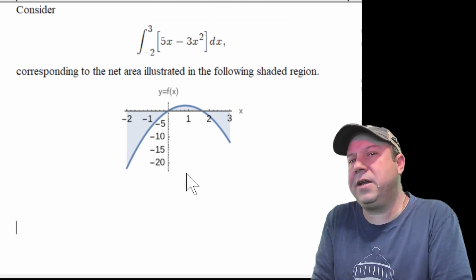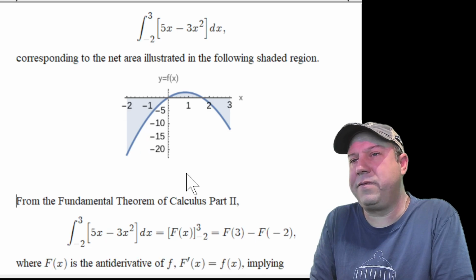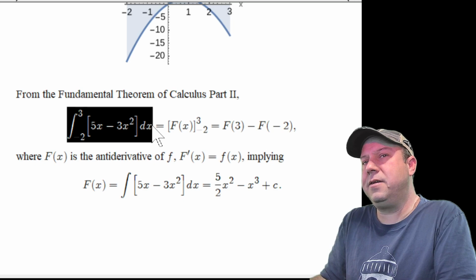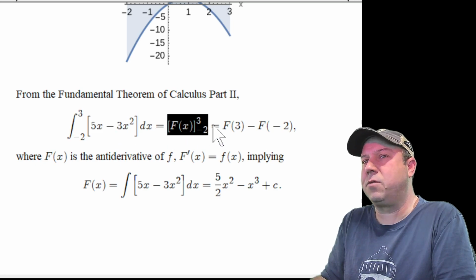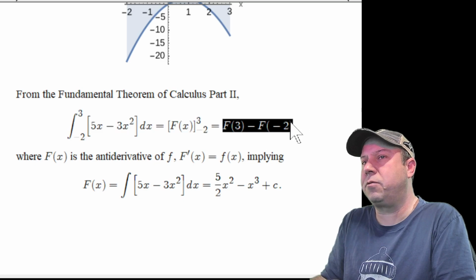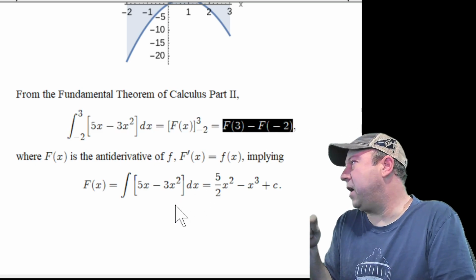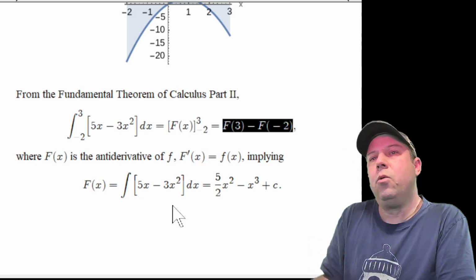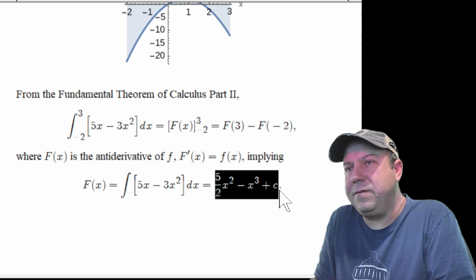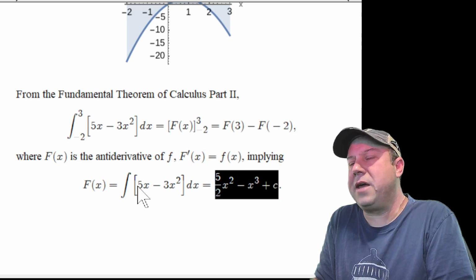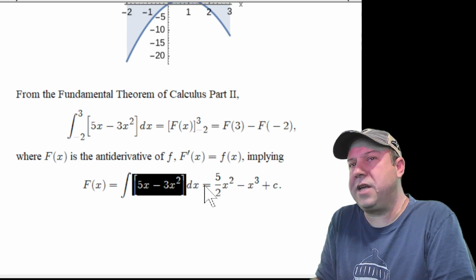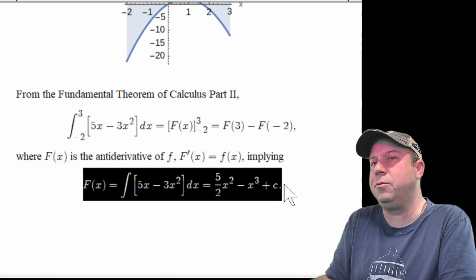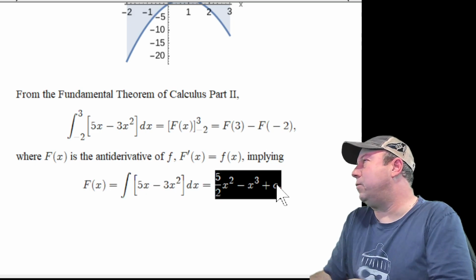Well, if we calculate this using the rules that we've defined from the fundamental theorem of calculus, we know that definite integral will be the antiderivative function evaluated from -2 to 3. It'll be the value of the antiderivative at 3 minus the antiderivative at -2. In this case, if we apply the antiderivative rules to 5x minus 3x squared, it becomes 5/2 x squared minus x cubed, plus some constant value.